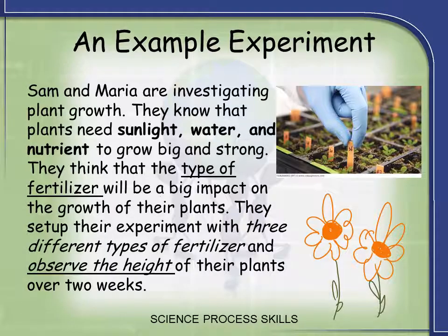So let's look at an example experiment and apply these terms that we just learned. You can read along as I read aloud to you from the slide. Sam and Marie are investigating plant growth. They know that plants need sunlight, water, and nutrients to grow big and strong. They think that the type of fertilizer will be a big impact on the growth of their plants. They set up the experiment with 3 different types of fertilizer and observed the height of their plants over 2 weeks.